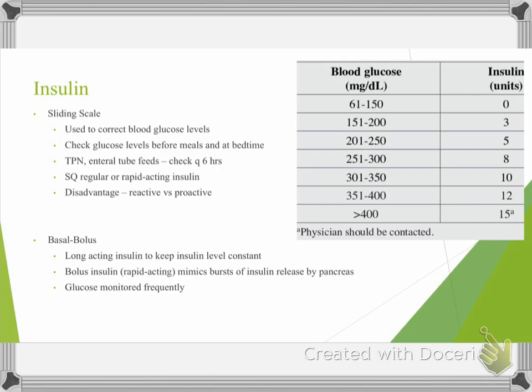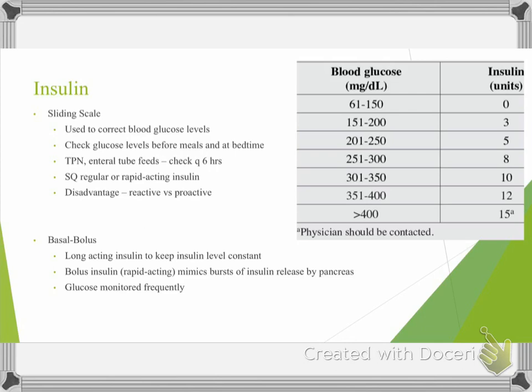Okay? So if patients are on TPN, if they're on enteral tube feedings, we're going to be checking these every 6 hours because they're at increased risk for glucose issues. So they're going to be on sliding scales. We're going to give sub-Q regular or rapid acting insulin because this is if they have a high glucose, so we want to bring it down as soon as we can. That's why we're going to use just rapid or regular acting insulin. Again, the disadvantage is that it's more reactive versus proactive.